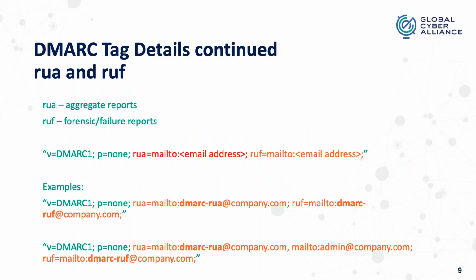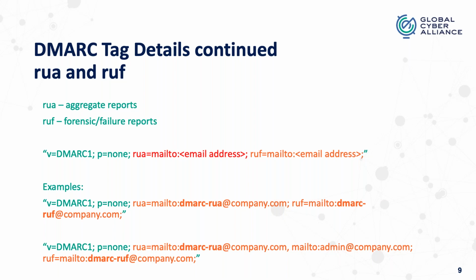But again, remember, we have to turn on reporting. And these are the two tags that you're going to use in order to enable reporting. The V tag is first, the P tag is second. After that, the tags can be in any order. So I can put RUF first and then RUA, or go to RUA and RUF or some other tag. But the V and the P tags have to be in that order, first and second.